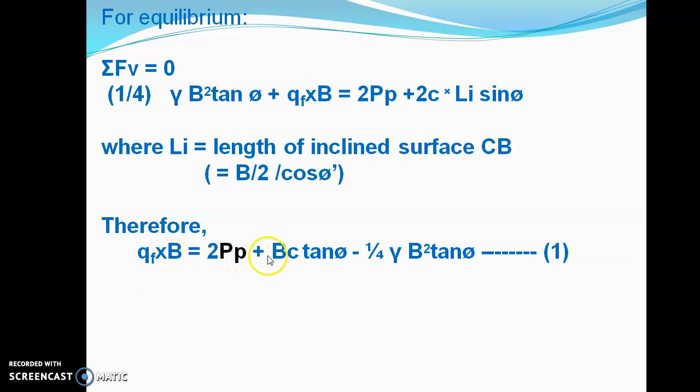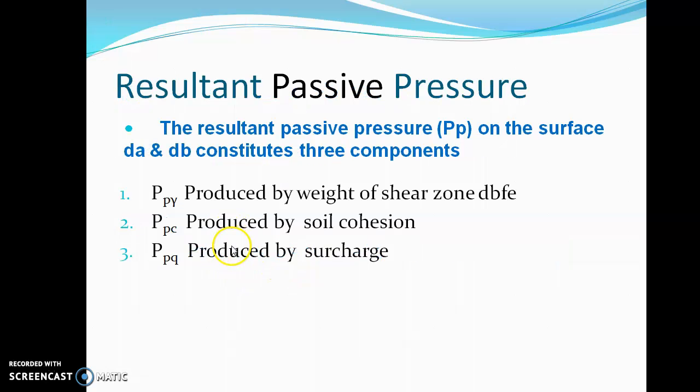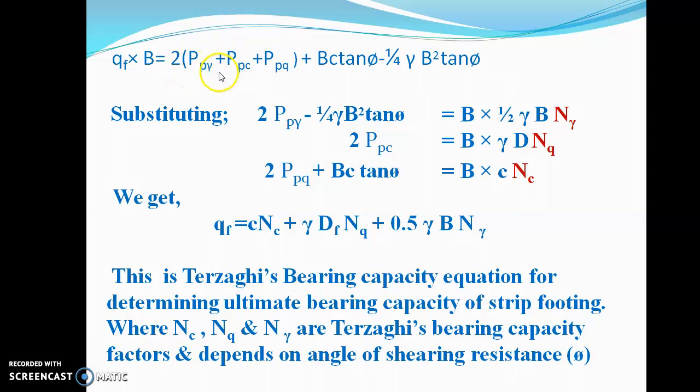QF into B, 2 PP BC tan of phi minus 1/4 of gamma B square tan of phi. Now what I'm going to do is rewrite this entire equation, but over here this PP is going to be broken into three parts: PP gamma, PC and PQ. Now if I open this bracket and expand this equation, I will get 2 PP gamma plus 2 PC plus 2 PQ plus BC tan of phi minus 1/4 gamma B square tan of phi.